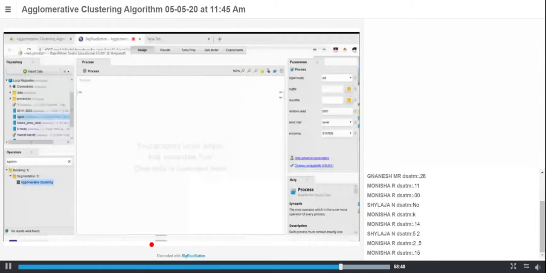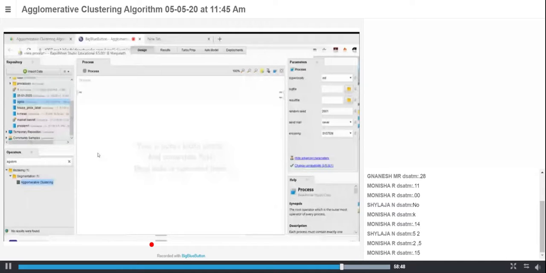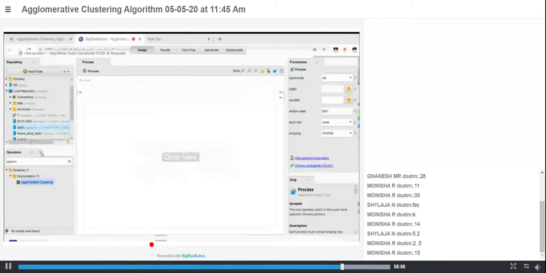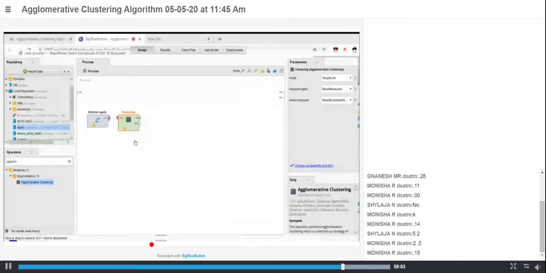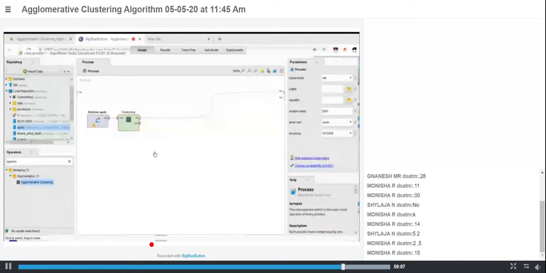I think you're all seeing the RapidMiner tool now. So I'm going to apply the agglomerative technique in RapidMiner. I'm going to design it, considering the same data set you have considered for our example, and apply the agglomerative technique to this data. Then we'll check the result.